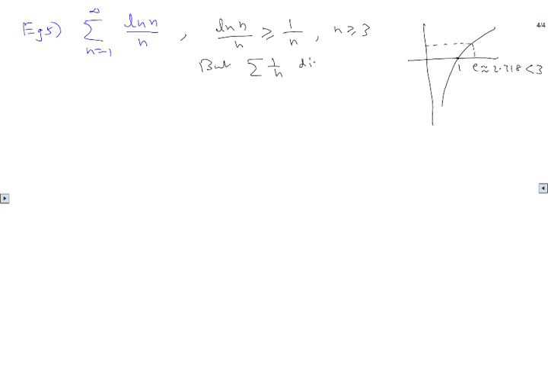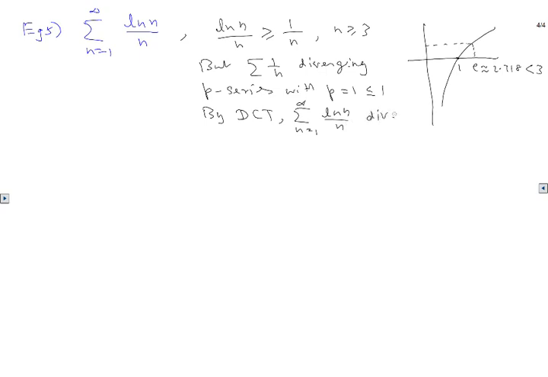So we can say diverging p series. Diverging p series, and you need to say the p value: p equals 1, so that's less than or equal to 1. That's what the test is. So therefore, by the direct comparison test, the original series is going to diverge.